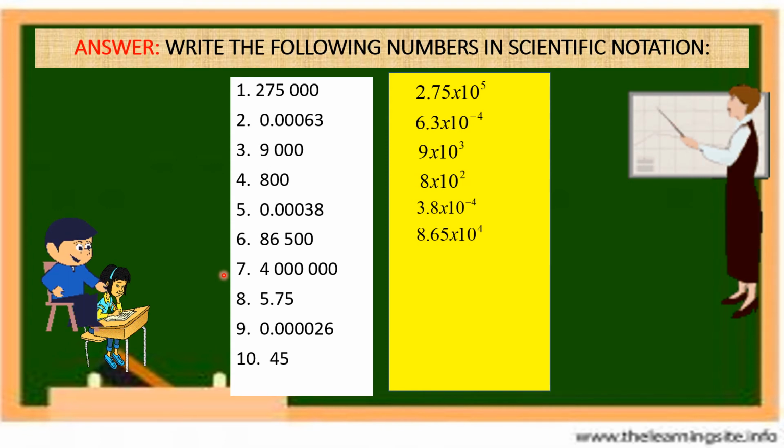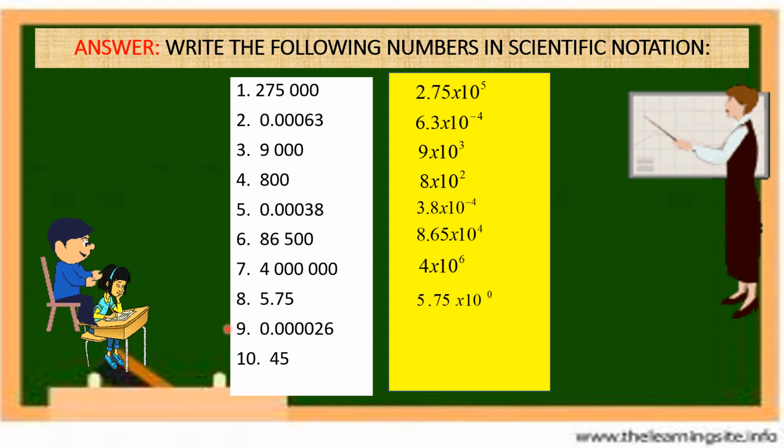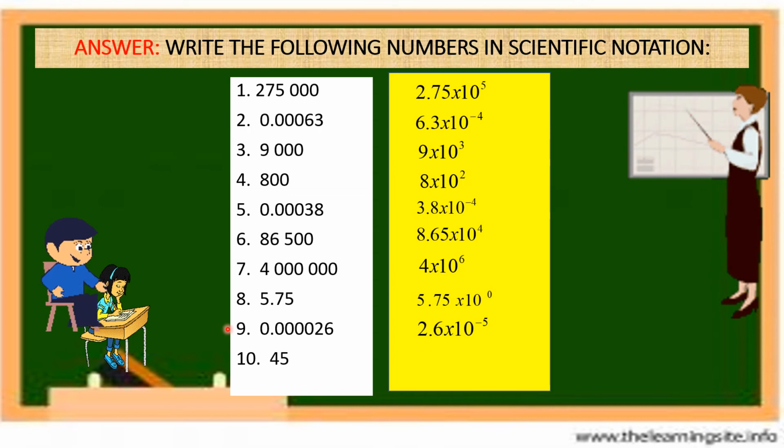Number 7, 4 times 10 raised to the 6th. Number 8, 5.75 times 10 raised to the 0 exponent. Number 9, 2.6 times 10 raised to negative 5, and the last number, 4.5 times 10 raised to the 1st power.